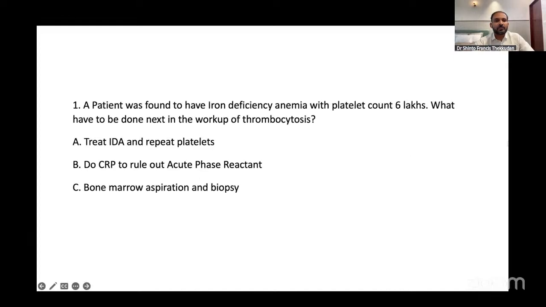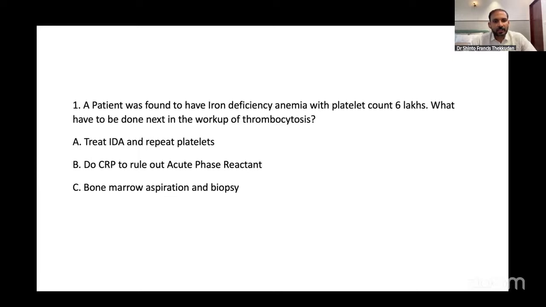So the first question is regarding a patient found to have iron deficiency anemia, with platelets around 6 lakhs. What has to be done next in the workup of thrombocytosis? Basically they're asking about platelets of 6 lakh. That's their focus, and it has already been mentioned that the patient has iron deficiency anemia. So with the background of this anemia and deficiency, how do you interpret this platelet count of 6 lakhs and how do you act on it? That's what they're asking.